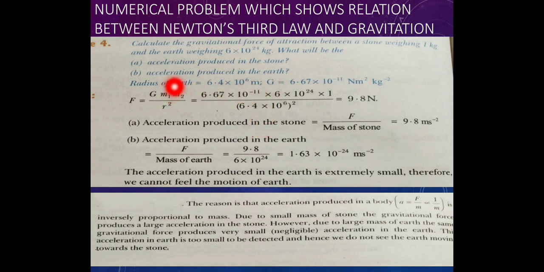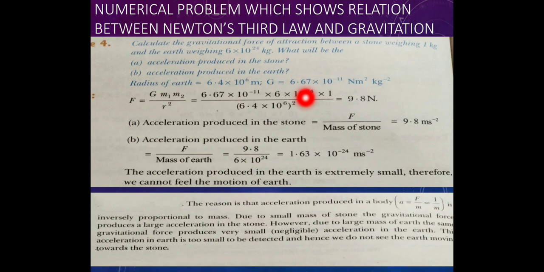So first we will find out the acceleration produced in the stone. The radius of the earth is given here. It is 6.4 into 10 to the power 6 meter. It is also mentioned in the sums. Values are always mentioned. If you want to remember, it is very good that you remember the radius of the earth and the mass of the earth. Okay, it is very good.